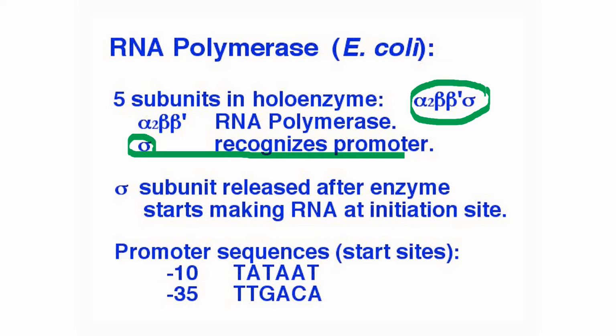It decreases the affinity of RNA polymerase for general regions of DNA by a factor of 10 to the 4th power, and it dramatically increases the ability of the polymerase to recognize the promoter sites. The mechanism by which the RNA polymerase recognizes promoter sites is very efficient.